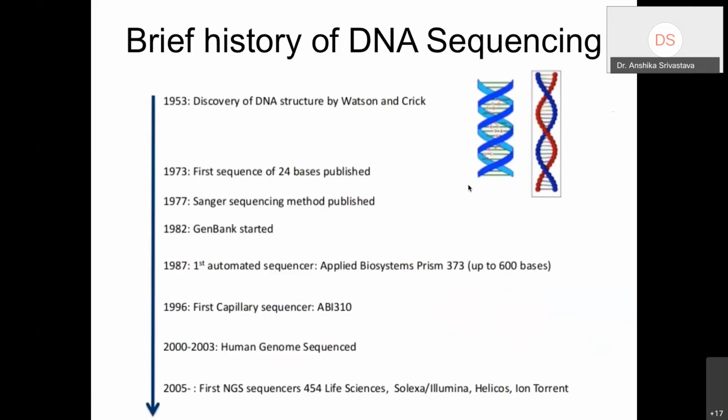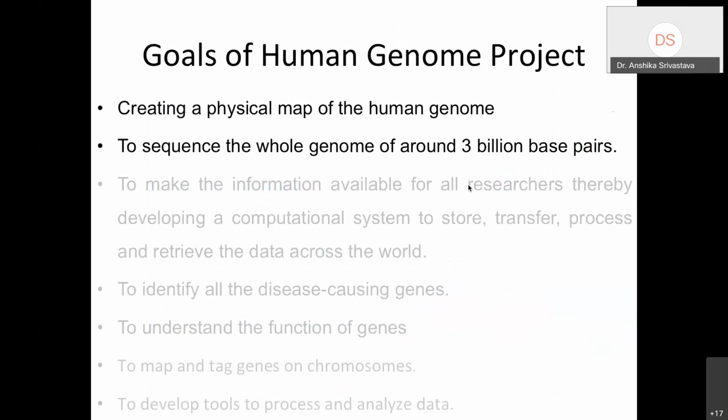So who is going to tell me what were the goals of the Human Genome Project? Okay, so broadly, there were two goals of the Human Genome Project. First, creating a physical map of the human genome, because till now we did not know what is the exact sequence in the human genome. When I say sequence, I mean exact nucleotides. And then to sequence the whole genome of around 3 billion base pairs.